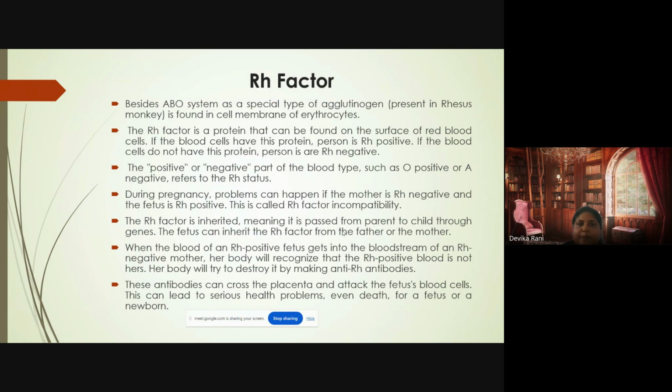The Rh factor is a protein that can be found on the surface of red blood cells. If the blood cells have this protein, the person is Rh positive. If the blood cells do not have this protein, the person is Rh negative. The positive or negative part of the blood type, such as O positive or A negative, refers to the Rh status.